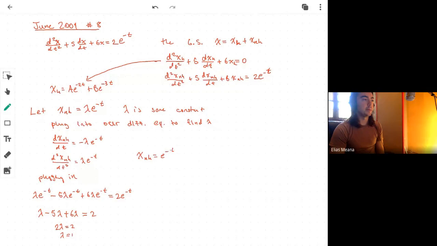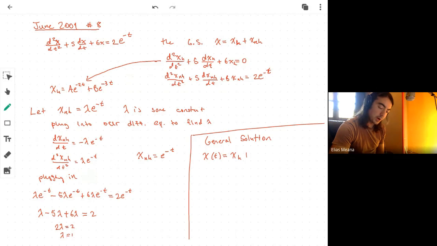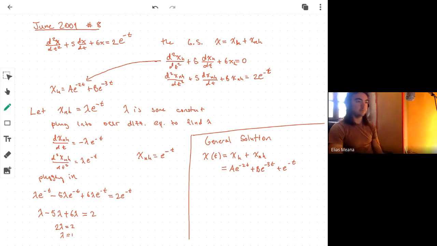All right? And so for our general solution, all we need is that x of t is equal to our homogeneous part plus our non-homogeneous part, which is just a e to the minus 2t plus b e to the minus 3t plus e to the minus t. Right?